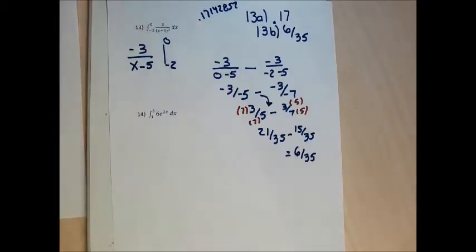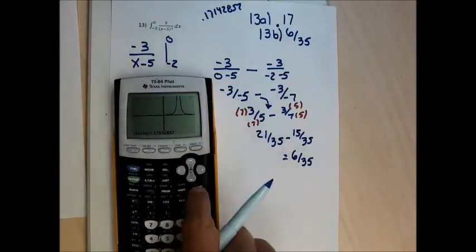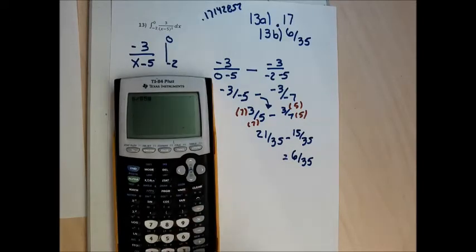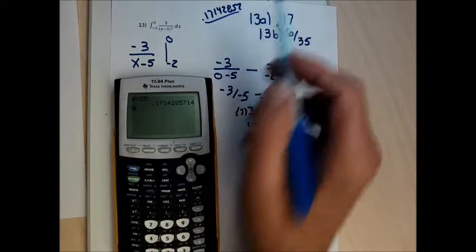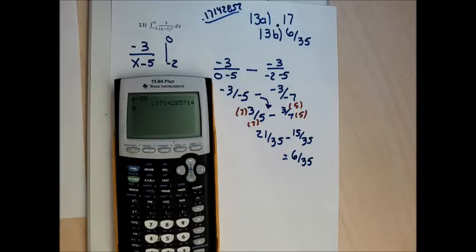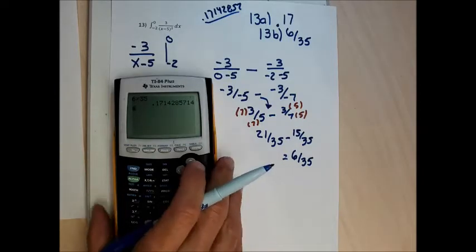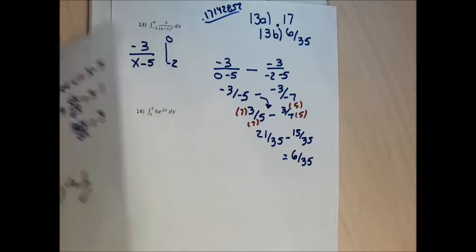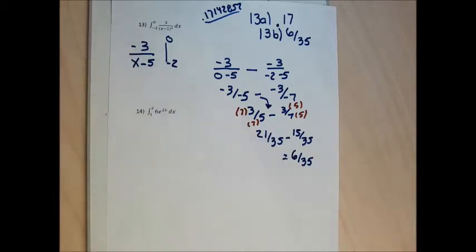Let me go to my calculator and make sure 6 over 35 matches. So if I do 6 divided by 35, I get essentially exactly that. So I feel good about that answer. Let me slow down when I do problem 14. I just felt like I was maybe racing a little bit there.